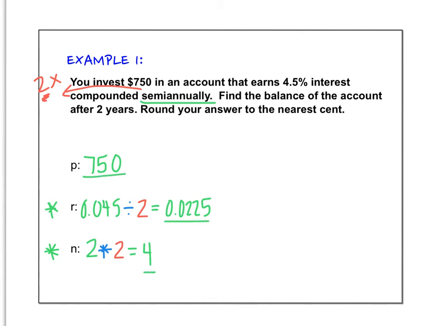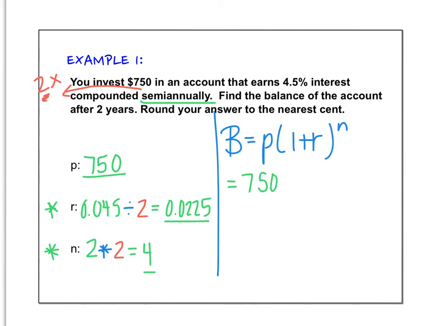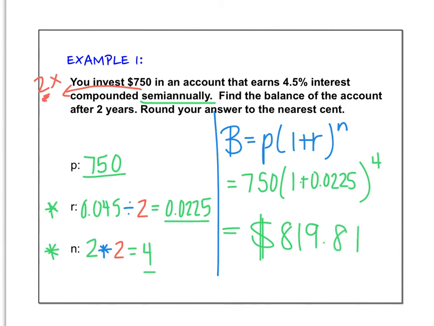The good news is the formula is the same as what we used when it was just annually. So B equals P times the quantity 1 plus R, all to the nth power. So when I go to plug these in, I'll be doing 750 times 1 plus 0.0225, all to the 4th power. And plugging that into my calculator gets me a final balance of $819.81.